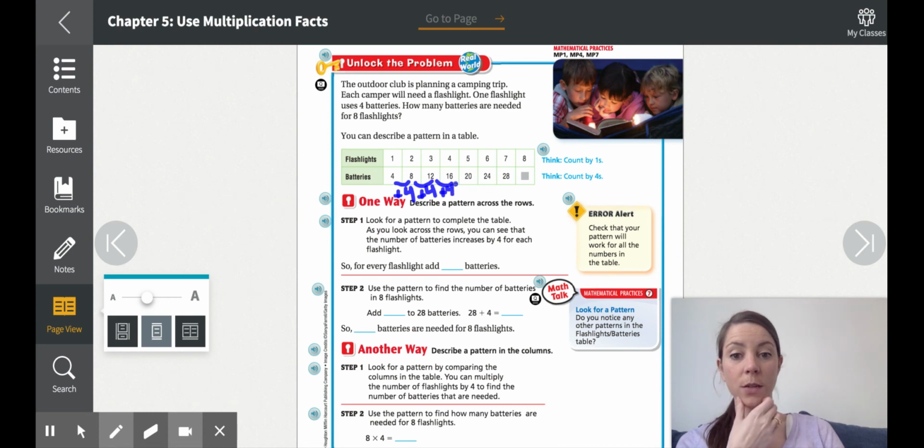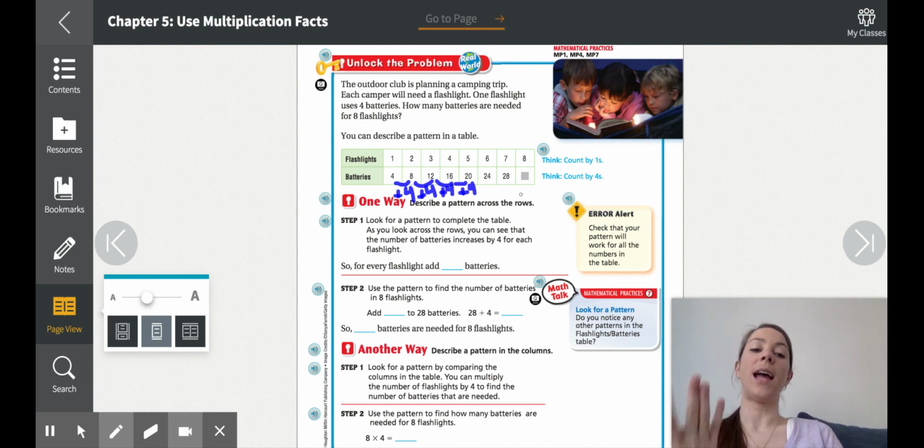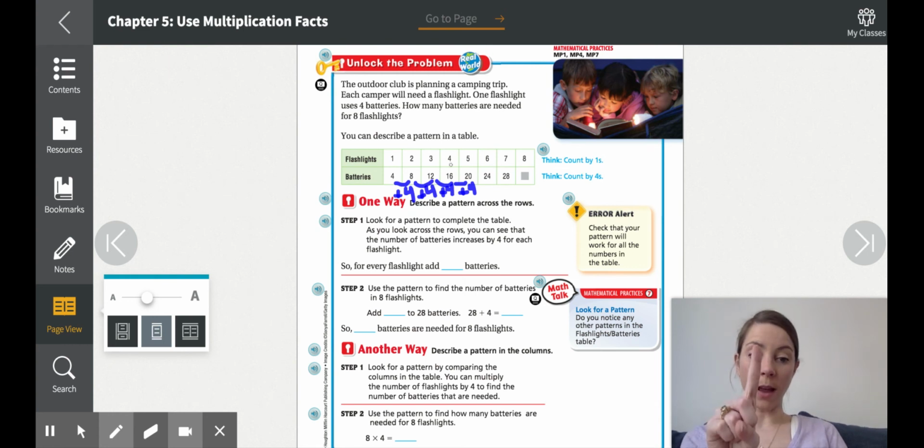Then 16 to 20, you add 4. So the pattern that we see is that I'm counting by 4s. And a third grade way to say count by 4s is really add 4. Okay, but if you notice here, they said this row is count by 4s, and the top row where the flashlights are is just counting by 1s. So for every time I add 1 flashlight, I have to add 4 batteries, which I kind of knew. That's what the clue said up here, right?